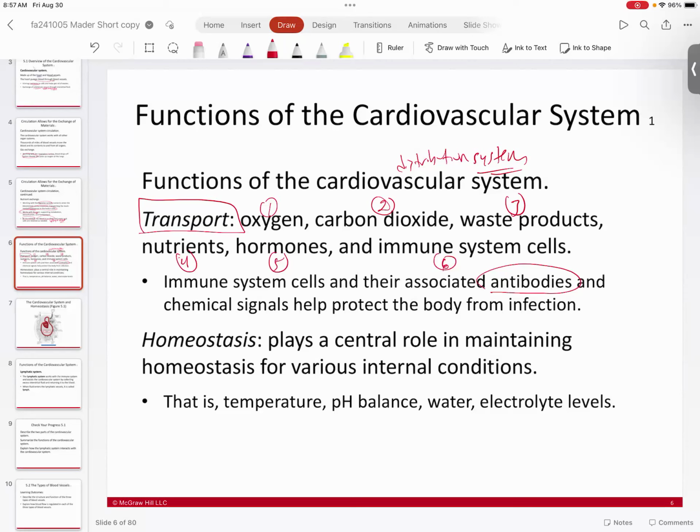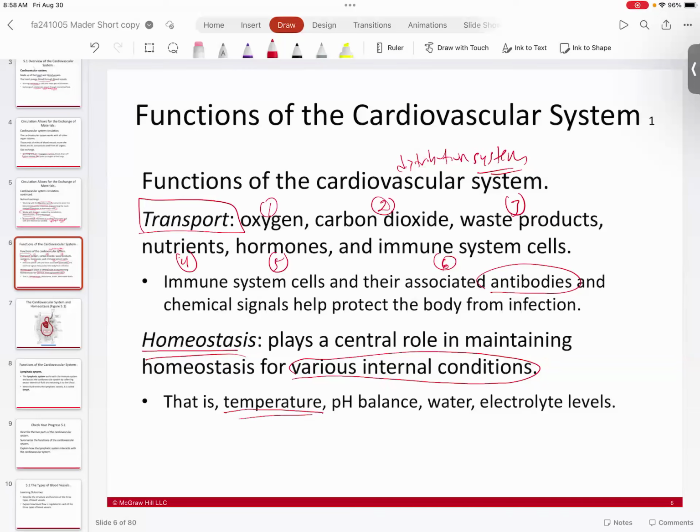Another function of the cardiovascular system is homeostasis. We talked a little bit about that in some of the earlier chapters. Maintaining internal constant conditions so that you have some balance is homeostasis, and the cardiovascular system plays an important role there. For instance, temperature homeostasis, keeping your core body temperature the same. Blood is hot.